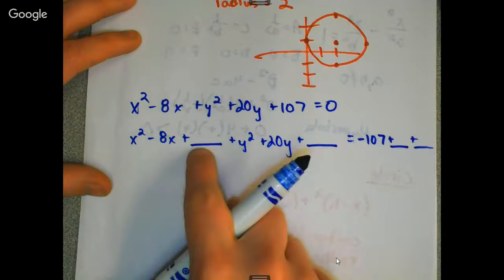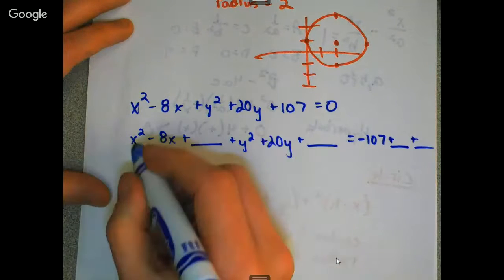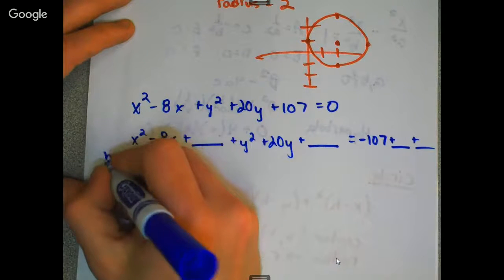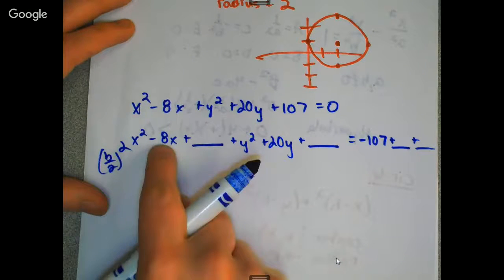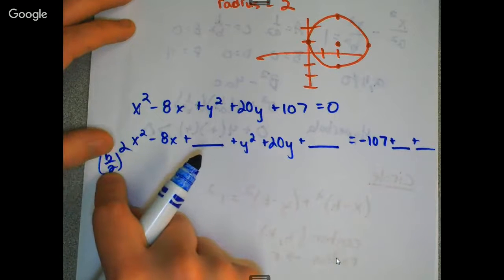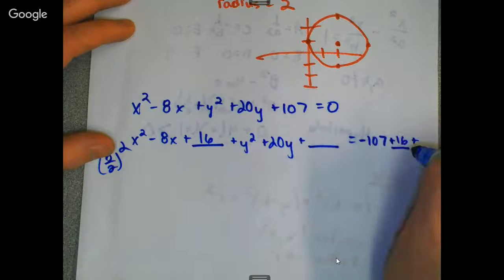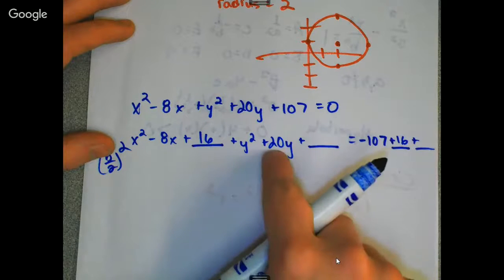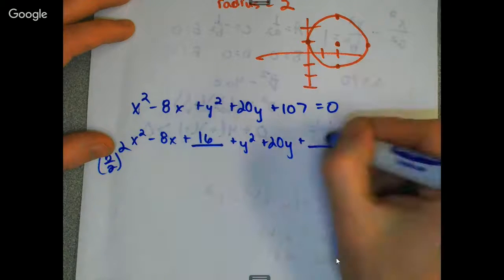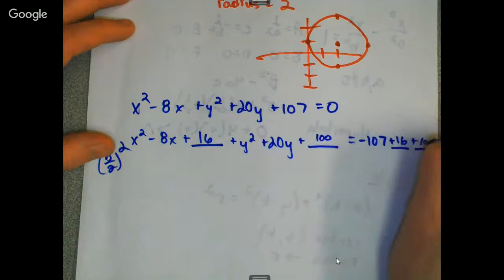How do I figure out what goes in the blank? That's the b over 2 squared. So I have negative 8 over 2, which is negative 4, squared is 16. So we'll put a 16 in both of those. And then you have 20 divided by 2 is 10, squared is 100. So we'll put 100 in those.